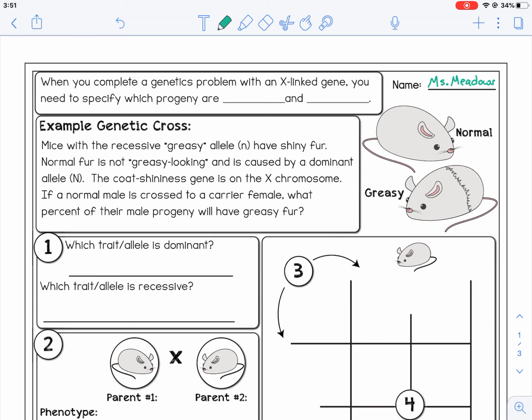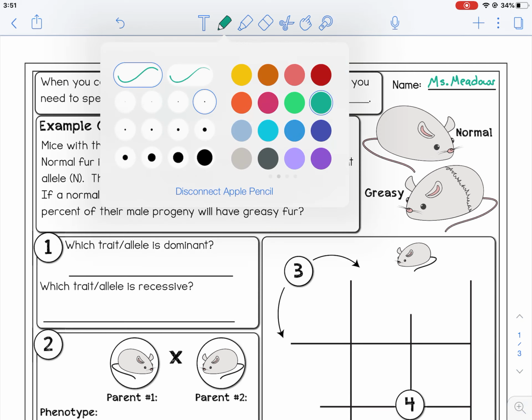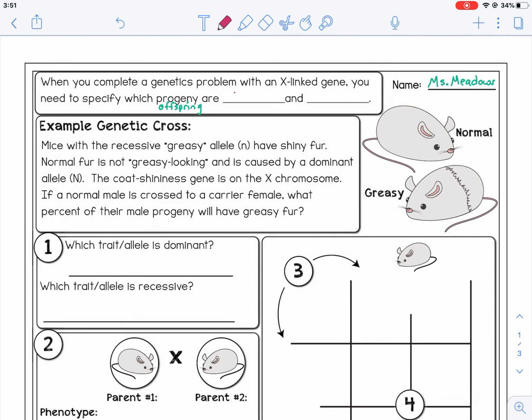Okay, so we're continuing on with X-linked inheritance, also known as sex-linked inheritance, because the X chromosome is one of the two sex chromosomes, the Y chromosome being the other. So when you complete a genetic problem with an X-linked gene, you need to specify which progeny, remember, progeny is the offspring, the children, you need to specify which ones are female and which ones are male.